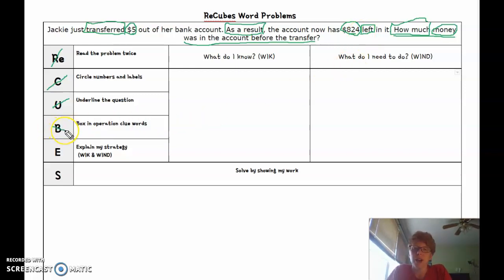Okay. So now we're going to explain our strategy. Wick and Wind, Mrs. Stalkup's favorite part. What do we know? We know that Jackie transferred $5 out. So let's write down transferred. And for the sake of time, I'm going to put down trans with a period. That's called an abbreviation. Transferred $5. So I want you to write that down as well.